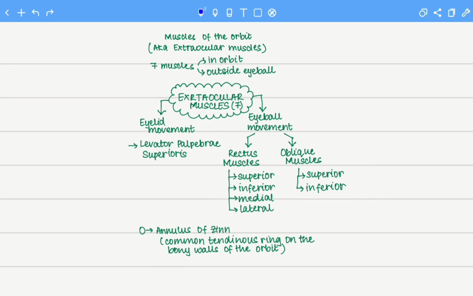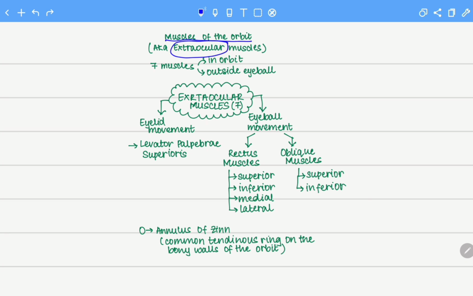Hello everybody, in this video we are going to cover the muscles of the orbit, which are also known as the extraocular muscles. We have a total of 7 extraocular muscles. These muscles are in the orbit but outside the eyeball.